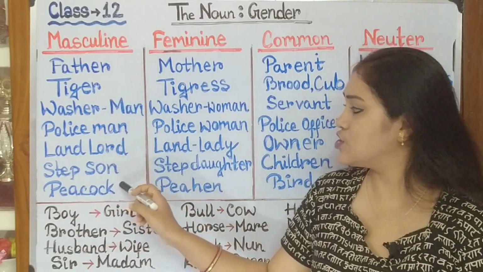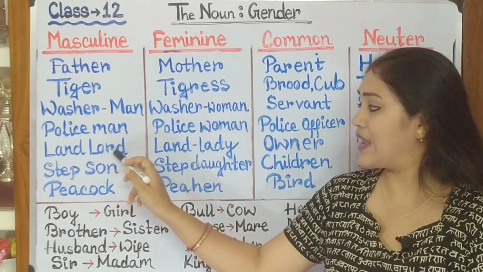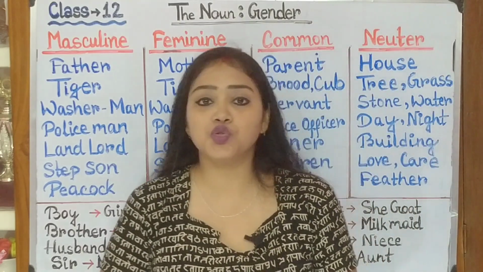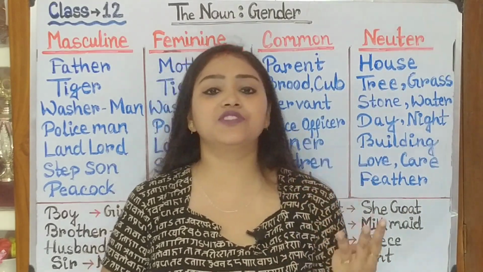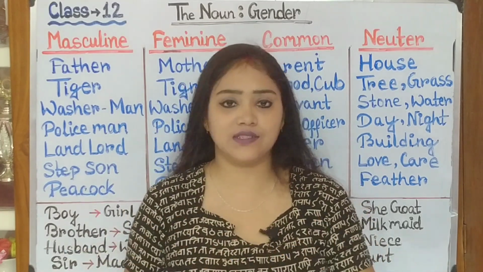So I think it is clear to you. Landlord, landlady. Here also we added the words at the end. So this is rule number 2. Next comes rule number 3. In rule number 3, the complete structure of the word changes.